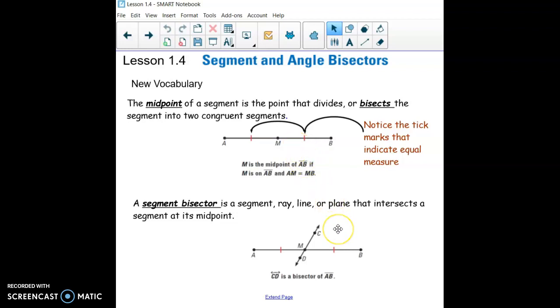Another vocabulary word is a segment bisector. A segment bisector is anything that cuts that segment in half. So you can cut a segment in half with a segment, or with a ray, or with a line, and you can even cut it with a plane. Anything that intersects a segment at its midpoint is called the segment bisector. In this case, we have line CD, which is a bisector of segment AB.